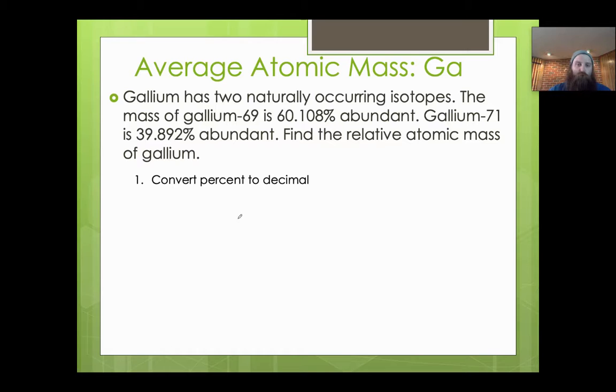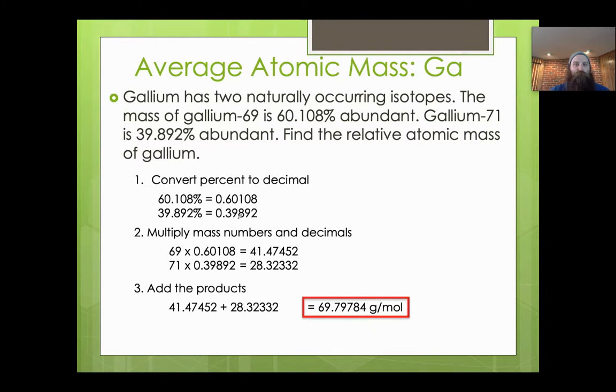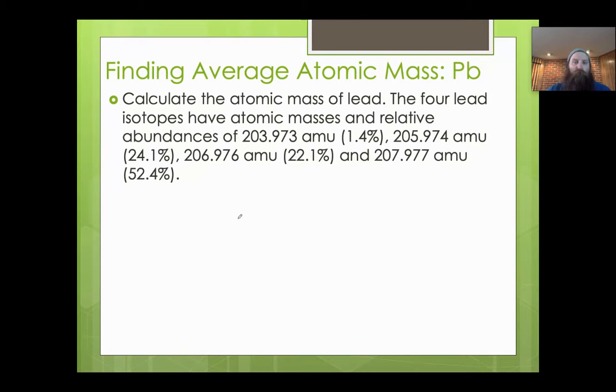So convert your percent to decimal. Remember, if you need to pause it and work it yourself, do so first. But convert your percents to decimals, divide by 100, right? Move the decimal 2 places to the left. Multiply the mass numbers and their decimal counterparts. Add the products, and we get an answer. So those are pretty easy, okay? We can do this. Here's one more.